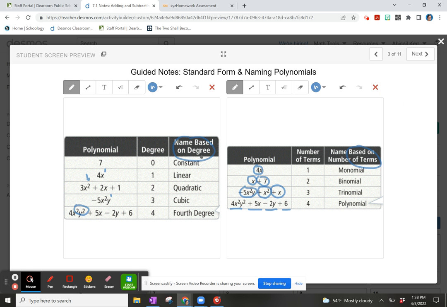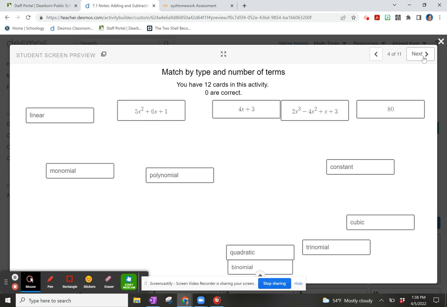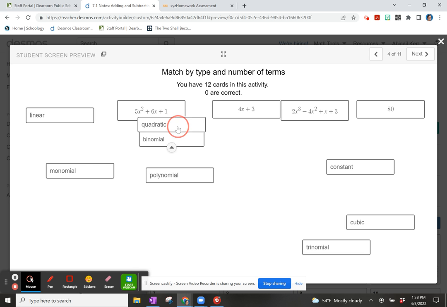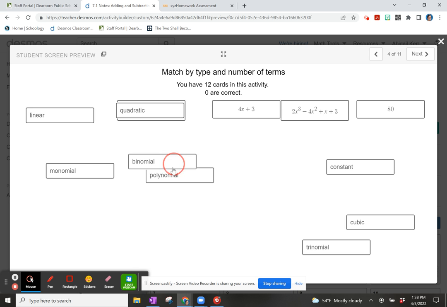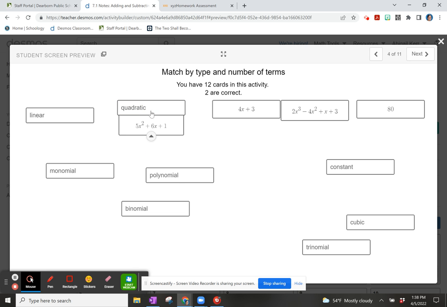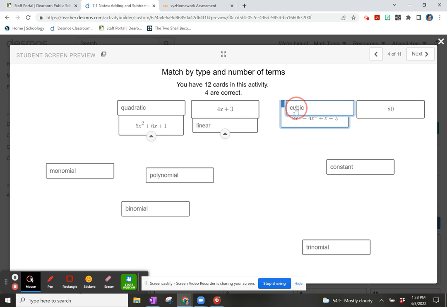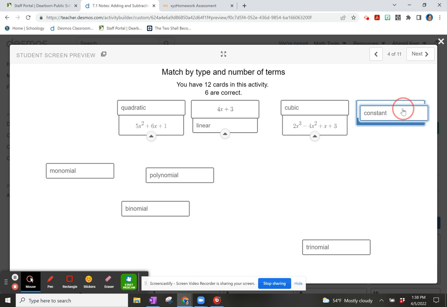So the first thing you want to do is look at the degree. The degree tells you the highest exponent. So the highest exponent for here is a 2. So then that would be quadratic. The highest exponent here next to the x is a 1. So we call that linear. Highest exponent is 3. So that's cubed or cubic. Now there is no variable, so that is just a constant.